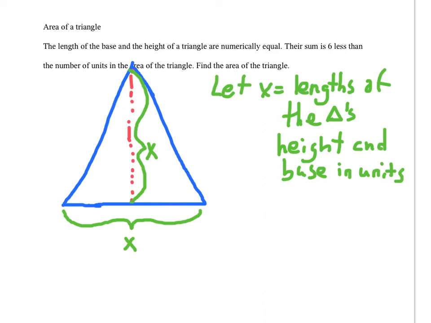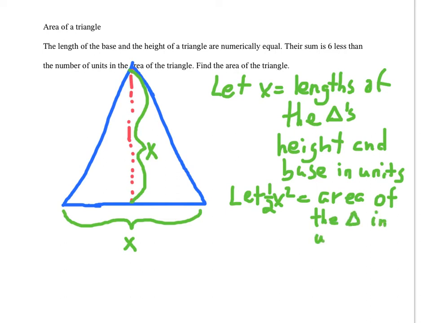So it says their sum is 6 less than the number of units in the area of the triangle. So let's let x squared equal the area of the triangle. Nope, I'm sorry, let's let 1/2 x squared, because it's 1/2 times base times height, equal the area of the triangle in square units.